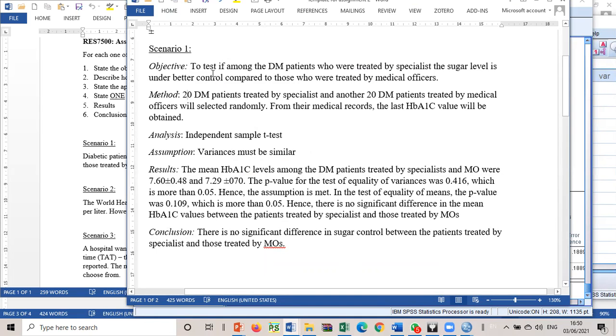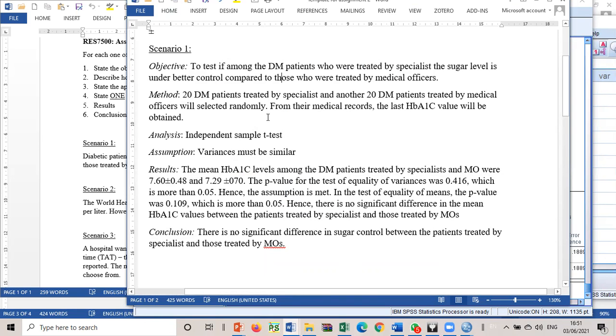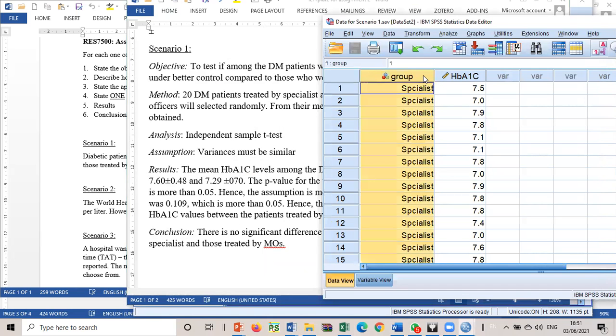Since there are two groups, specialists and medical officers, and one variable which is HbA1c, look at the data. One is qualitative, the other one quantitative. The qualitative has two groups.